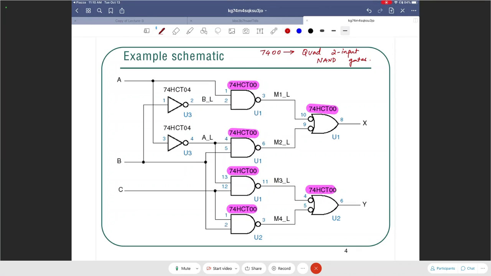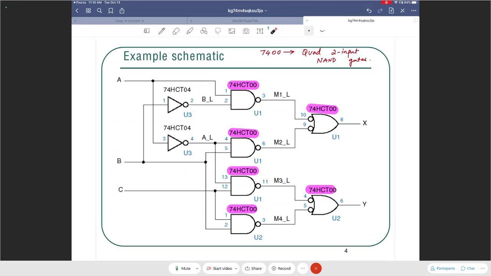And then the HCT is essentially the technology that is being used by the manufacturer to design that IC. So HCT, high-speed CMOS, LS, low-power Schottky. There can be other variations as well. Now for NOT gates, the number is 7404 and HCT for the technology. So there are two NOT gates over here.